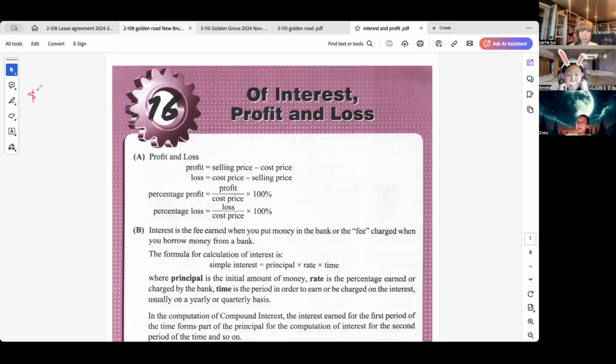So I have a chocolate bar. The cost of this chocolate bar is $10. Okay, I'm selling it for $8. So could you please tell me the percentage of profit or the percentage of loss? Okay, you calculate it and give me the answer.